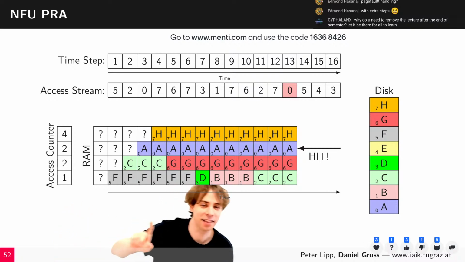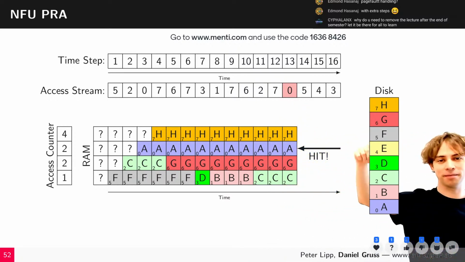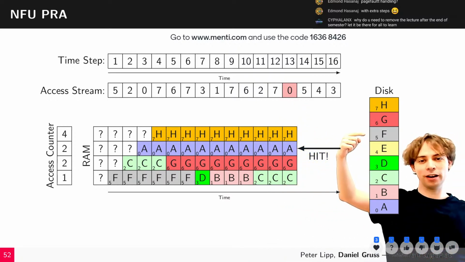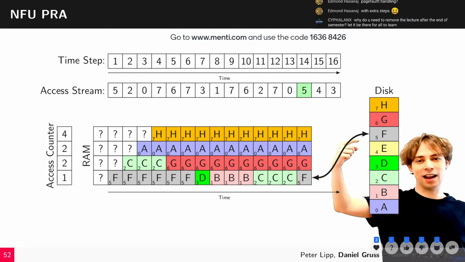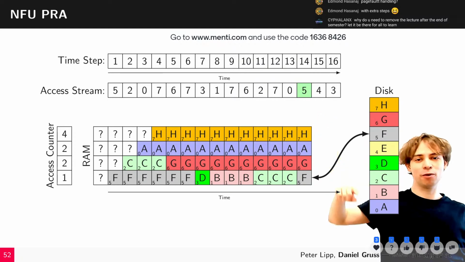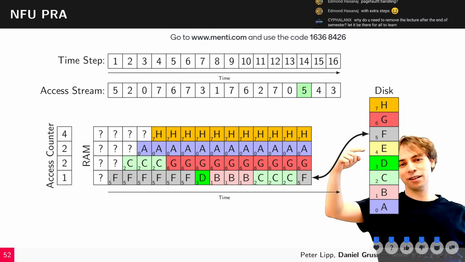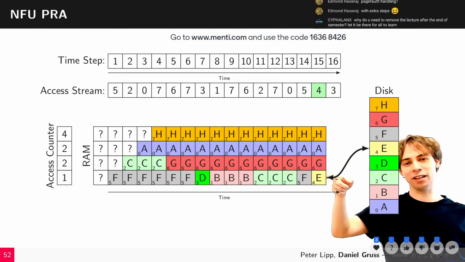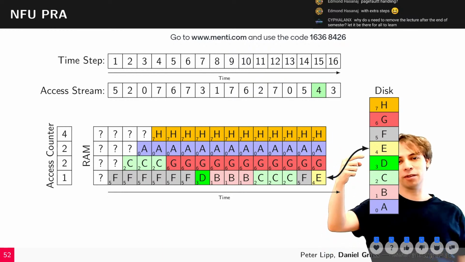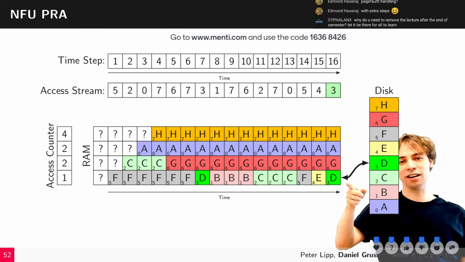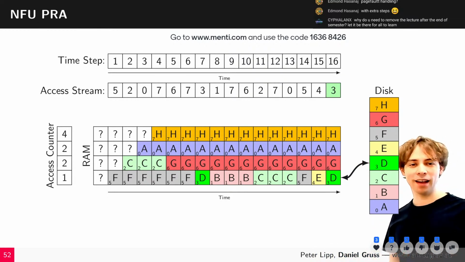What happens in the next step? We access offset number 5. That's this F here. Where do we put it? Of course, here. This is the one to be evicted. And in the next step, access to number 4. Great, number 4, that's this one. Where does it go? Here, because this is the one to be evicted. Access to number 3. Of course, this one. Where does it go? Here. Oh, this is really bad, actually.